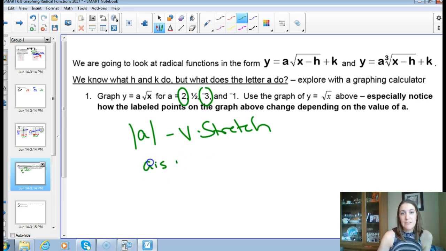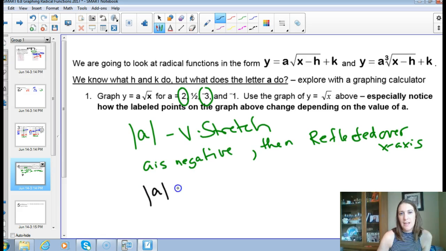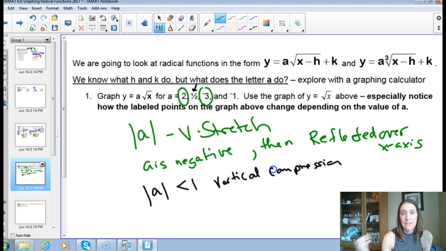If a is negative, then buzzword, it's reflected over the x-axis, like all functions are. And then if the absolute value of a is less than 1, so that's when you had like the 1/2 right there, that is called a vertical shrink or compression. And essentially it just means the y values are increasing half as fast as they used to increase on the original function.